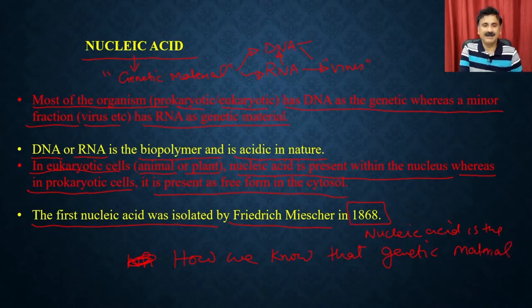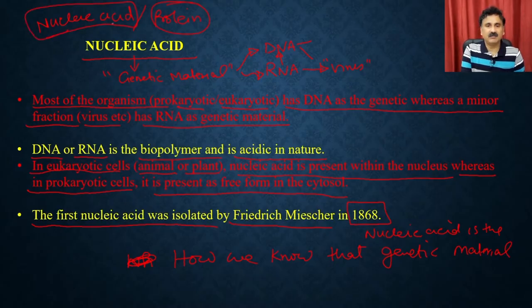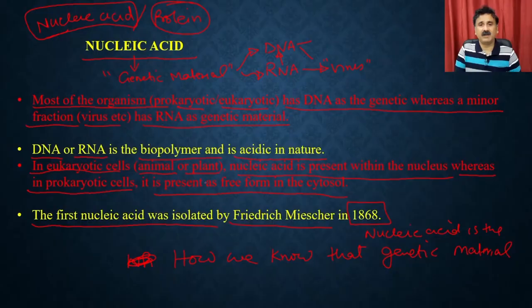Because we have three candidates, right? We have the nucleic acid, which can be a genetic material, or it can be a protein, because earlier people were thinking that protein could be the genetic material rather than nucleic acid, because protein is actually a functional molecule, so it can do a lot of functions. So people were under the impression that the protein could be carrying the information from one generation to another generation, and that's how it could be the genetic material. Because the purpose of the genetic material is that it is going to carry the information from one generation to the next generations.